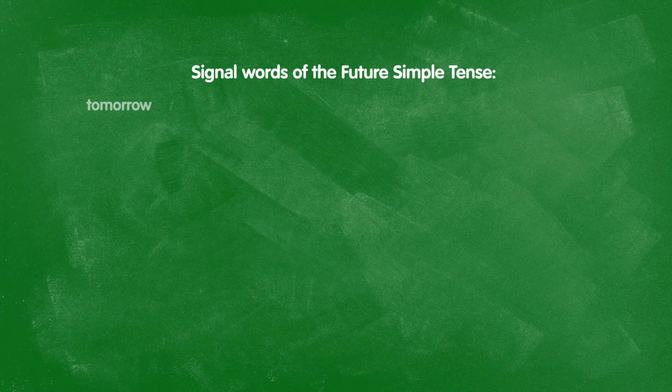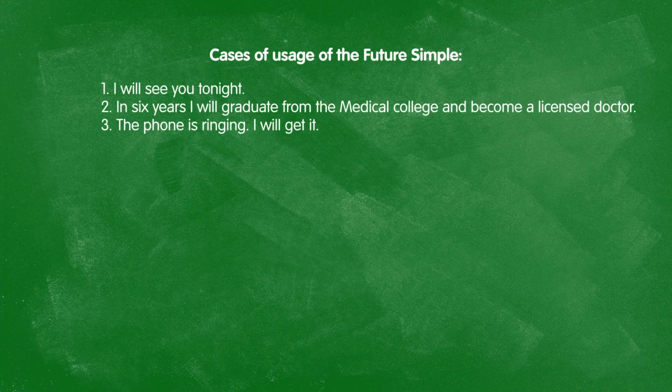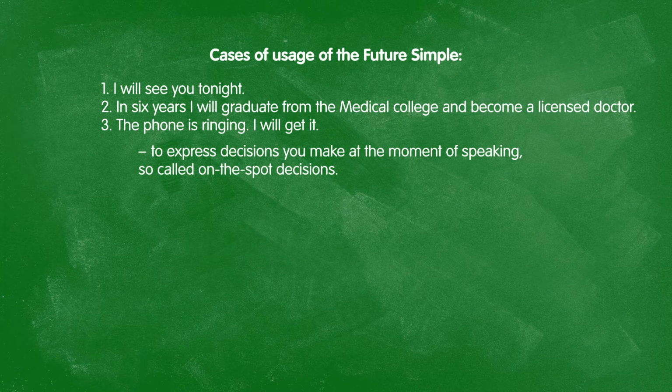The following adverbs are indicators that the future simple tense is or should be used. Words like tomorrow, next month, next year, next week, in a week, in several days, months, years, any time phrase which lets us know that it's in the future. Some cases of usage of the future simple tense are as follows. For example, I can say, I will see you tonight at 6. Or another example, in 6 years, I will graduate from the medical college and become a licensed doctor.